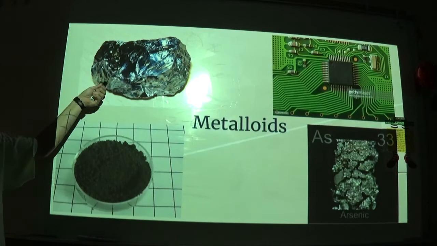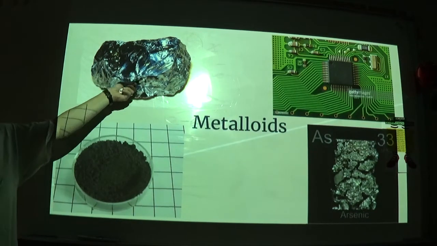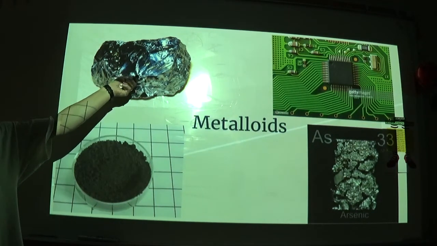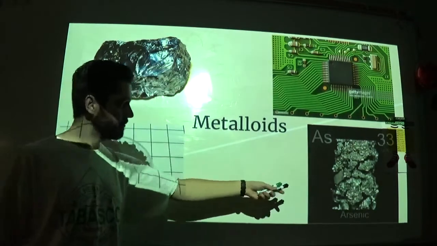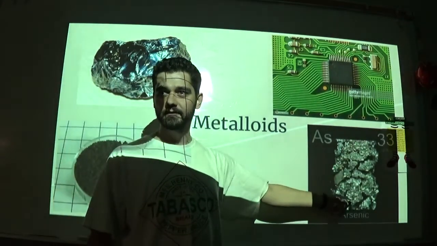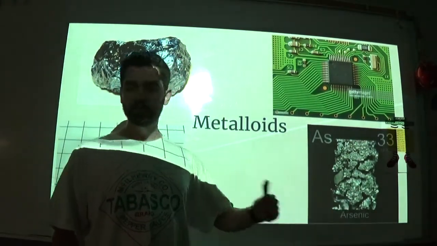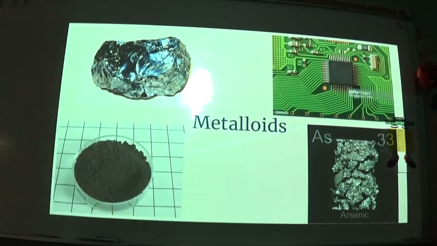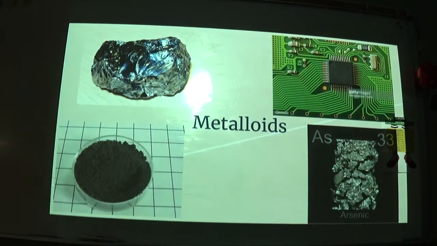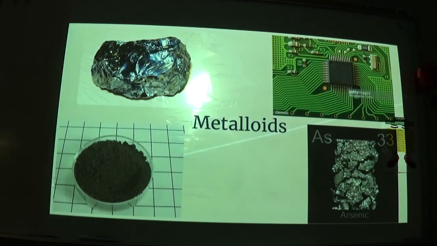But notice what we have here. It's shiny like a metal, right? It's reflective. Arsenic looks shiny. But look, it's crumbly, like a non-metal. So here's the thing I want us to remember: metalloids don't have properties in between. It's not about being in between. They have some properties of metals and some properties of non-metals. It's a weird combination of them. It's not that they're in between, it's that they're combining both sides of that spectrum.